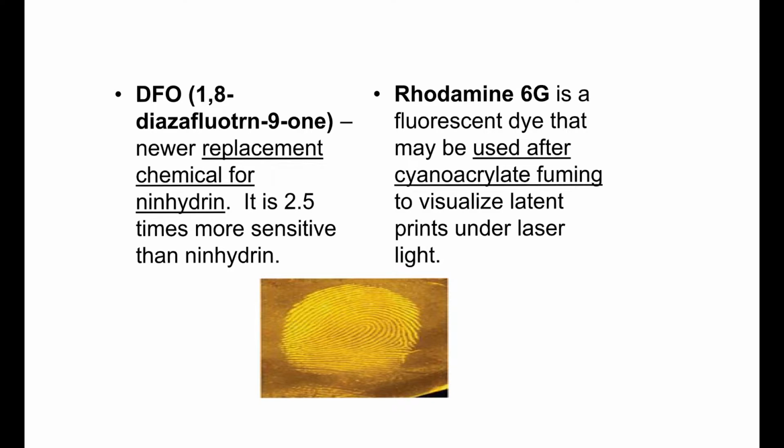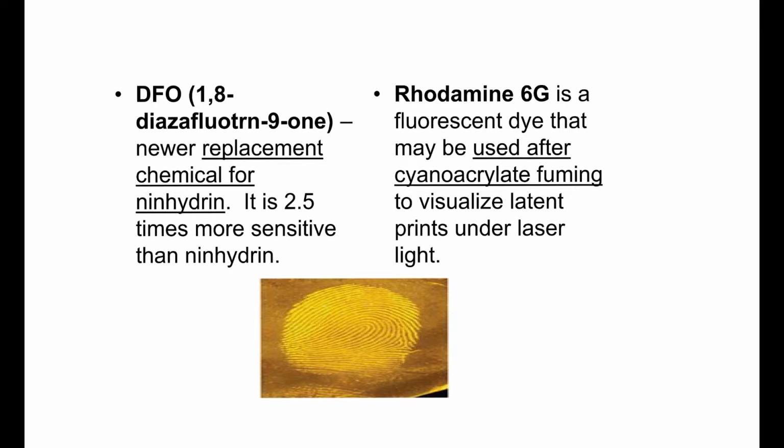In recent times, we've had some newer chemicals come on the market that have become a better way to develop prints than some of the chemicals we've had in the past. For example, ninhydrin is a very popular chemical that we use in forensics, but we now have a better version of that, called DFO. The reason it's better, quote unquote, is because it's more sensitive than ninhydrin. It will react with smaller amounts of proteins, whereas ninhydrin will require larger amounts of proteins.